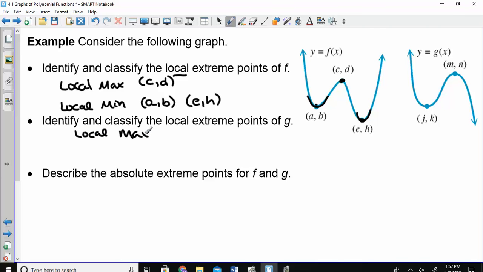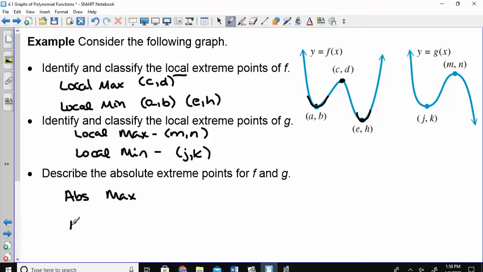So on G, local max, is there a point on G that is higher than the ones around it? Mm-hmm. Local min, is there a point on G that is lower than the points around it?